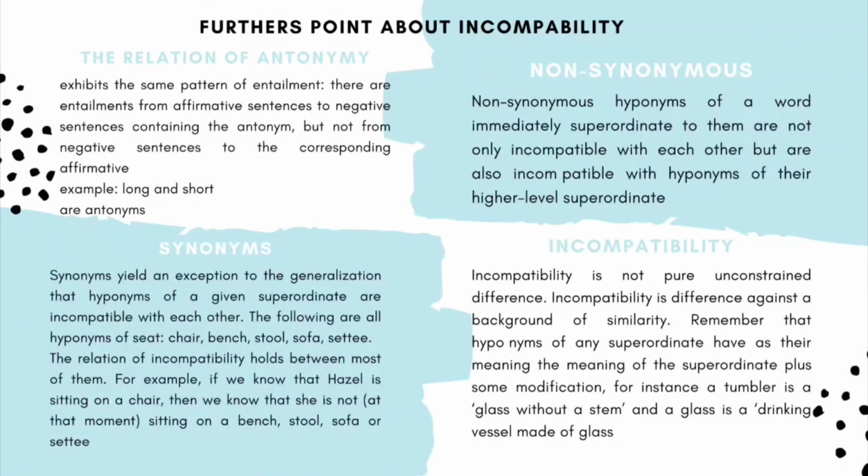For instance, a tumbler is a glass without a stem, and a glass is a drinking vessel made of glass. In the meaning given here for tumbler, the modifier without a stem records the difference between a tumbler and other glasses, and glass represents the similarity that the meaning of tumbler has with the meaning of wine glass, martini glass, and all the other kinds of glass.